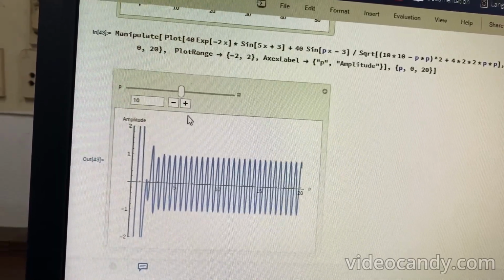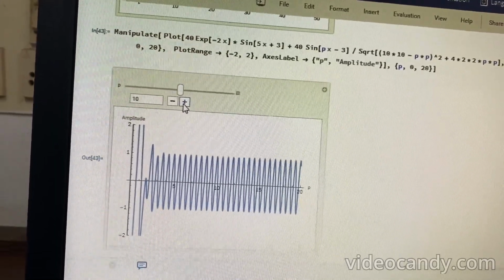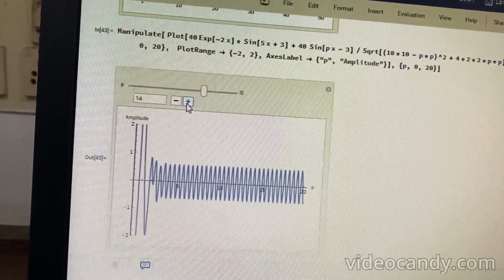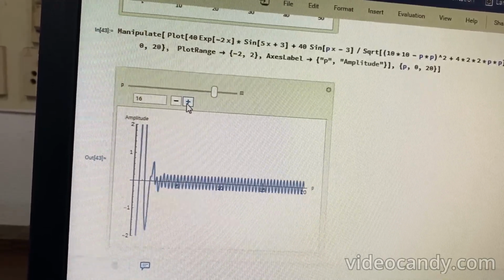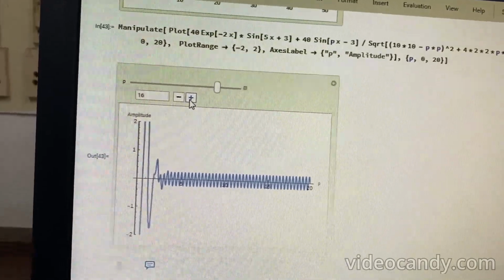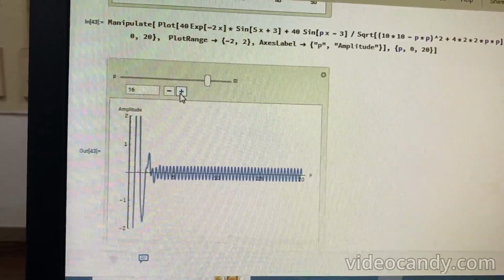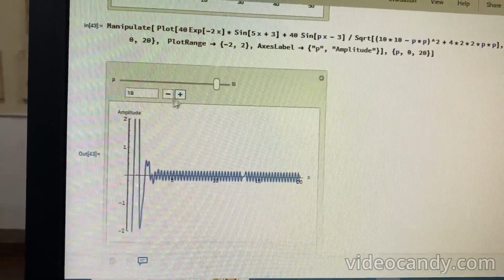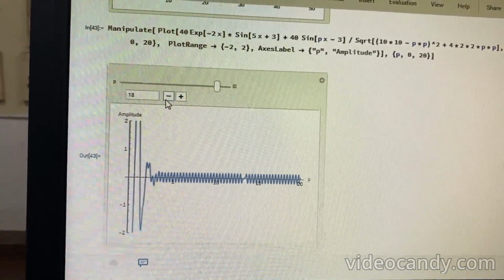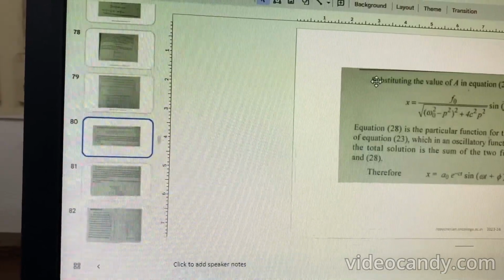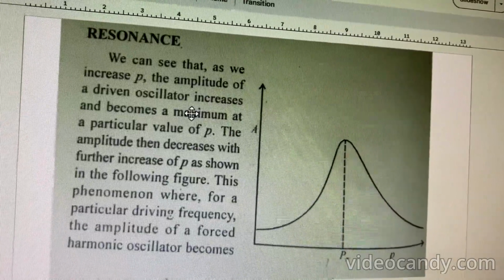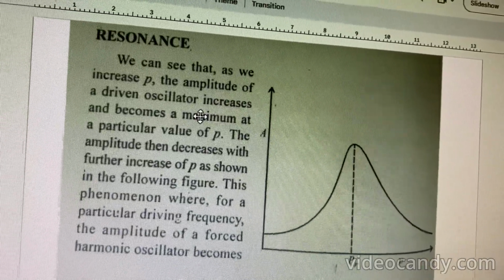If you increment to the next value, the amplitude will drop from that value. So you can see that as you tune the p value, slowly we will see the amplitude increasing, but at this point we reach the maximum, and beyond that we get back the same old story. So that is being shown in this plot. So this is the idea that the amplitude is going to be the maximum.